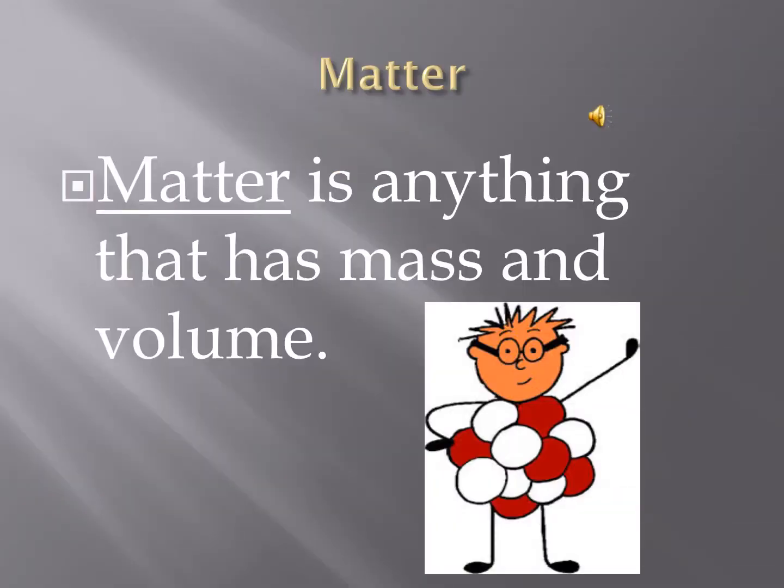Let's start with our first word, matter. Matter is anything that has mass and volume. So how do we determine if something has matter? Basically, it has weight and mass and takes up space. Volume is another word for taking up space.